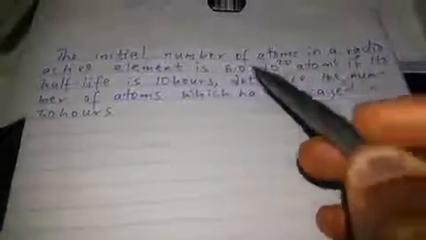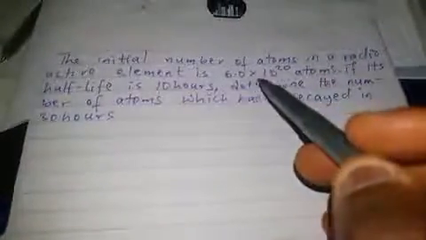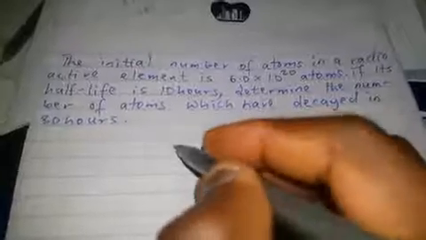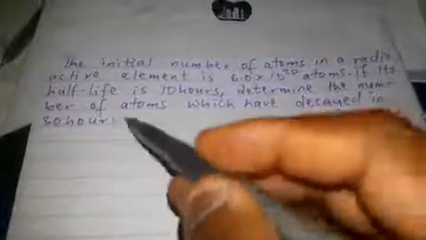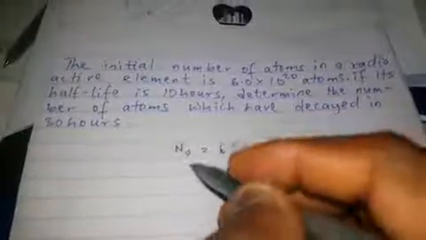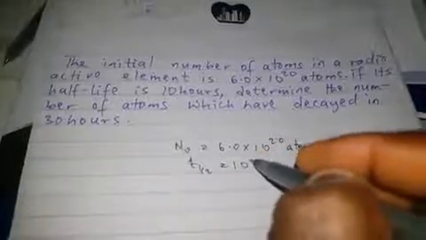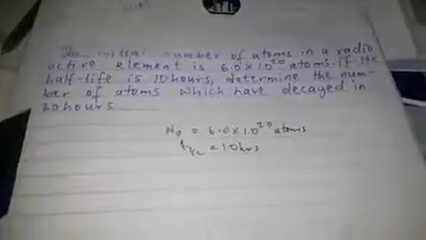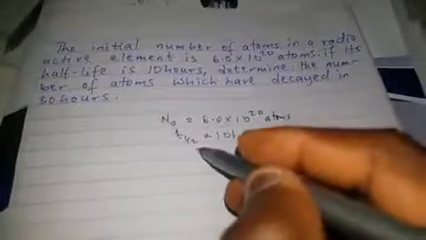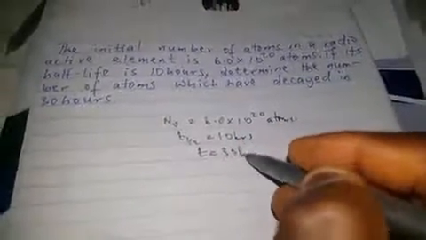Now let's see another question. This question says the initial number of atoms of a radioactive element is 6.0 times 10 to the power 20 atoms. That's my N naught. Now its half-life is 10 hours. Determine the number of atoms which have decayed in 30 hours. Our T here is 30 hours.